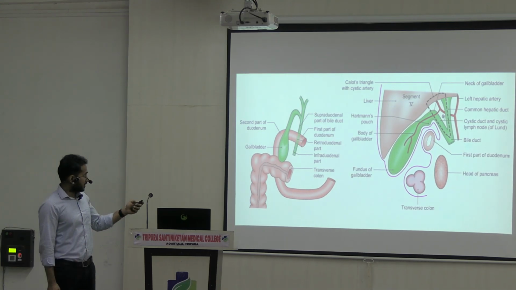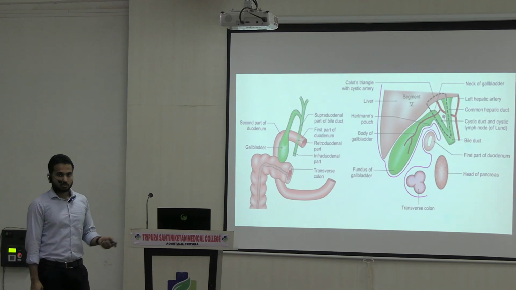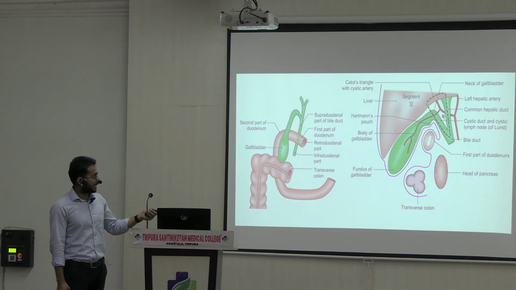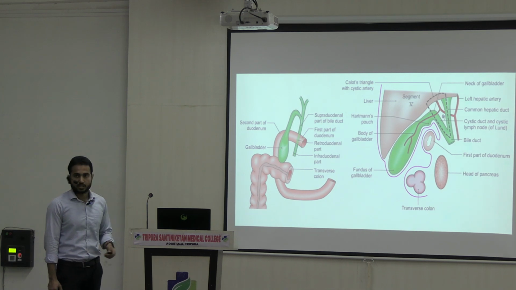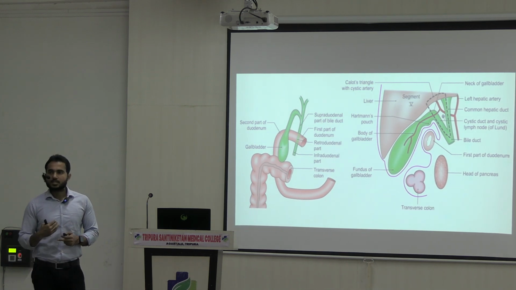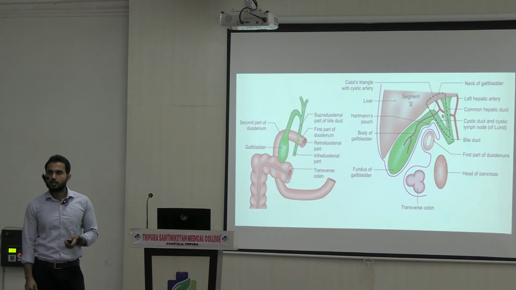Now in this particular diagram, you can see the body of the gallbladder. Here also you can see the relations. Anteriorly the liver will be present, and in this area you can see the first part of the duodenum, the head of the pancreas, and some part of the transverse colon is also there. So this diagram will help you to understand the relations mainly of the fundus and the body of the gallbladder.